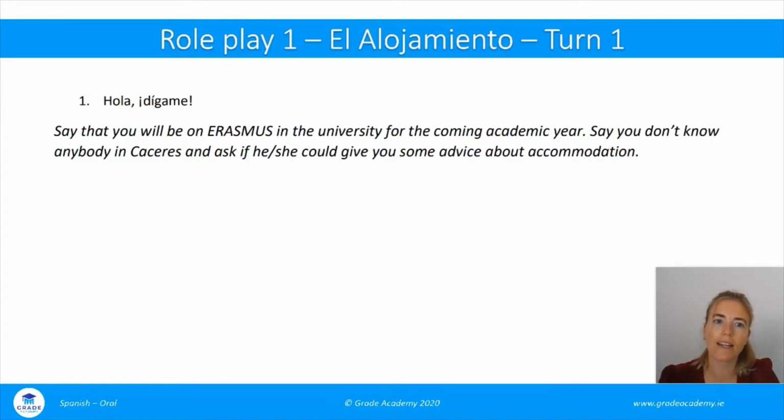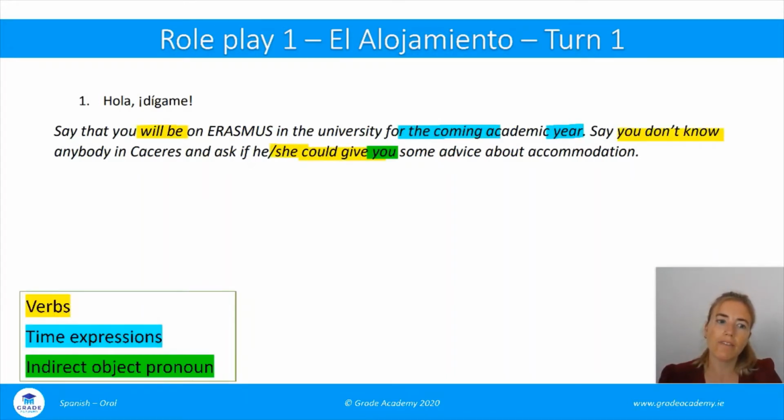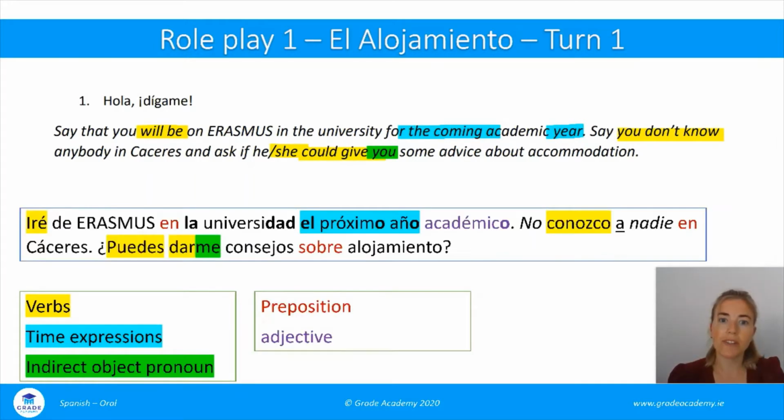It might not be exactly that. So the first thing I'm going to suggest we do is highlight any verbs, highlight any time expressions, any indirect object pronouns. So this is a suggested answer, and I've highlighted those different elements of the sentence, as well as highlighting in red the prepositions and in purple the adjectives. I've put in bold where you need to notice whether nouns are masculine or feminine and how they agree with their adjectives and their articles.